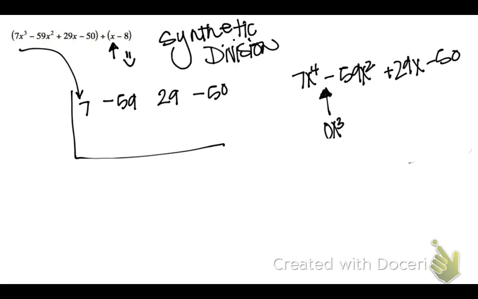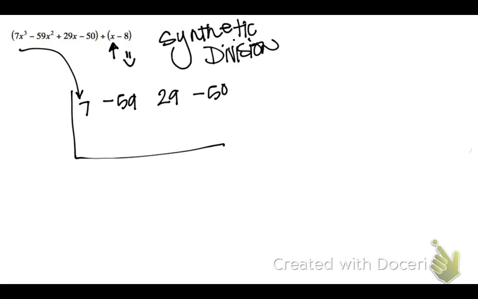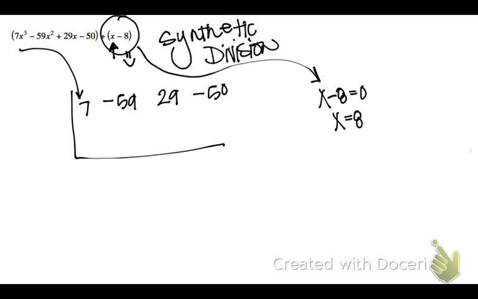And then to figure out what goes on the outside, we're going to take what we were dividing by. So this x minus 8, and I'm going to set it equal to 0. And I get x equals positive 8. So that positive 8 is what goes on the outside. You have to flip that sign.